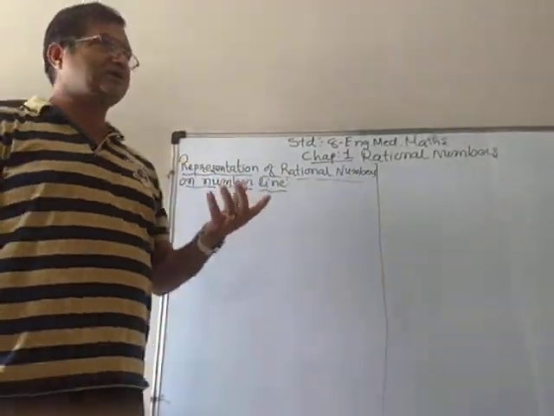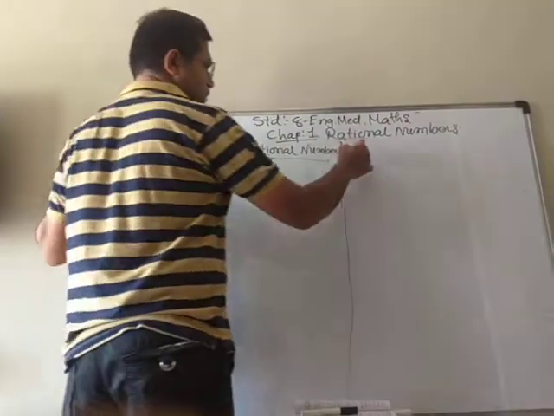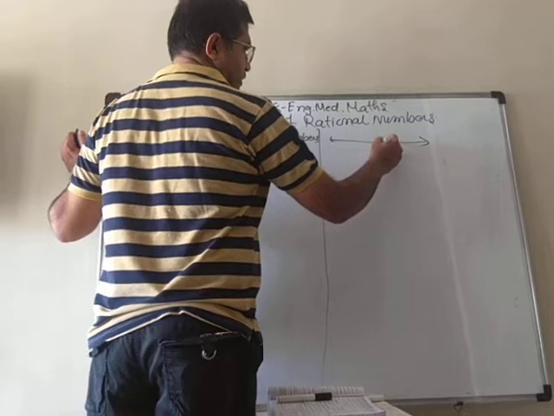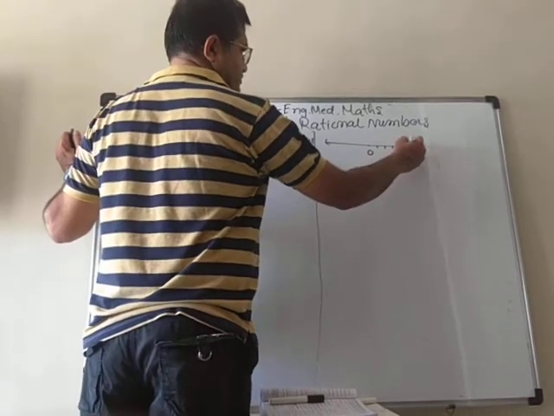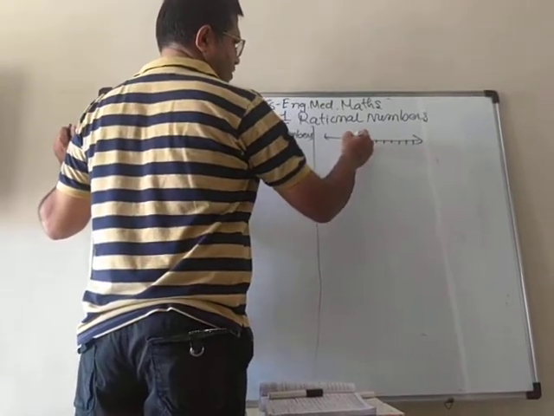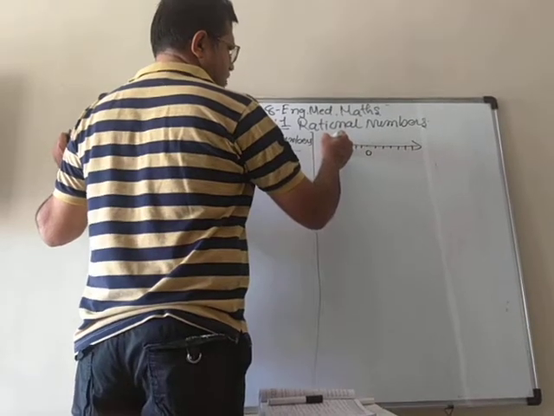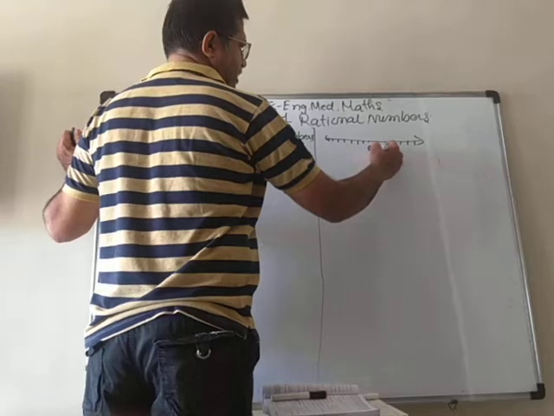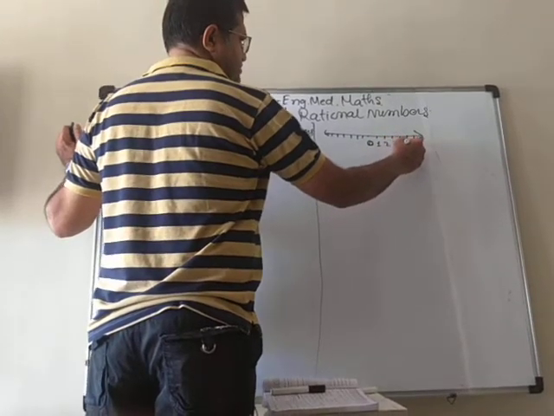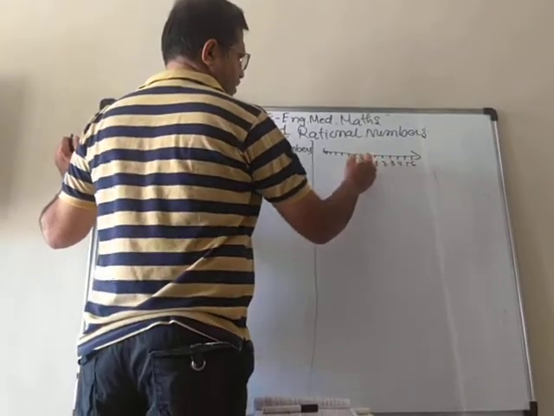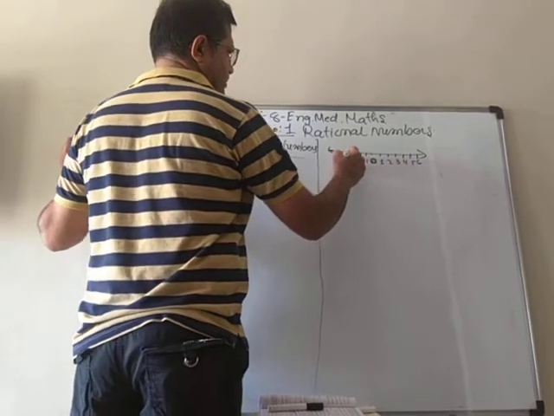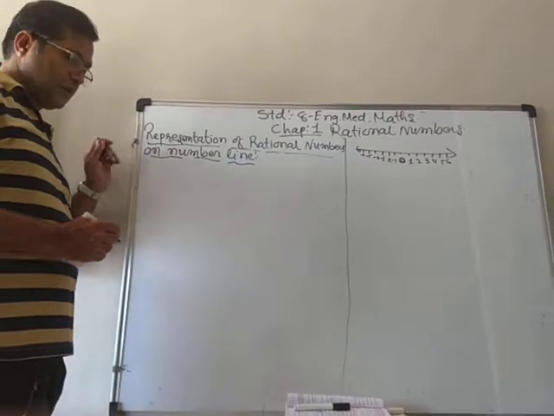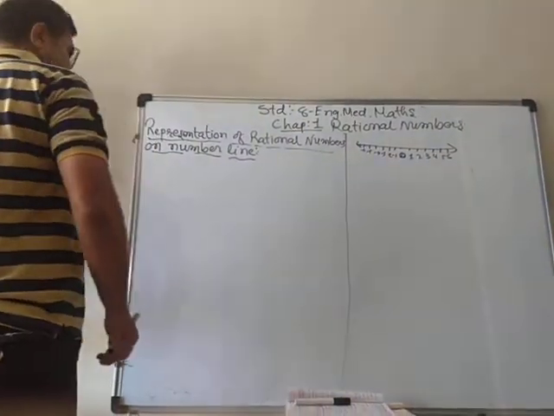We know that on a line we take 0 somewhere in the middle, and at the same distance on the right side and on the left side we represent integers. On the right side of 0 we write the positive integers, and on the left side we represent negative integers. That is familiar for us.